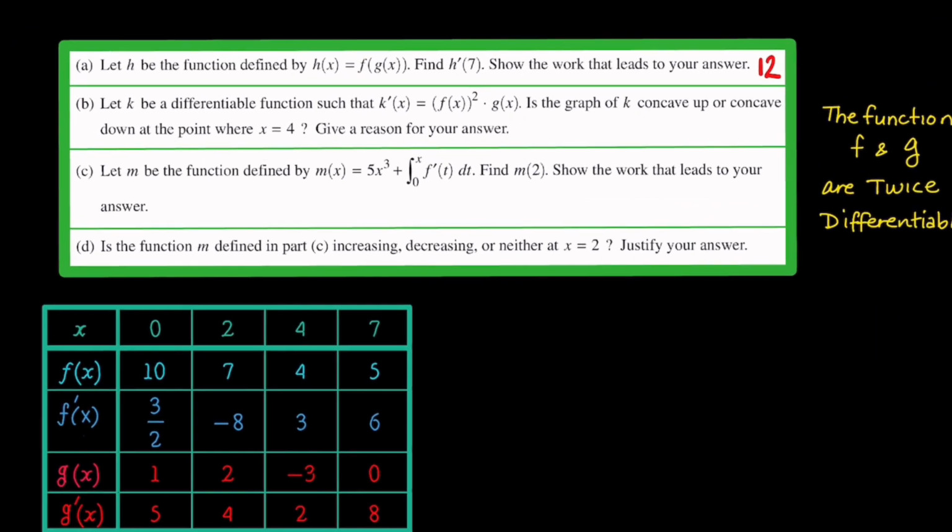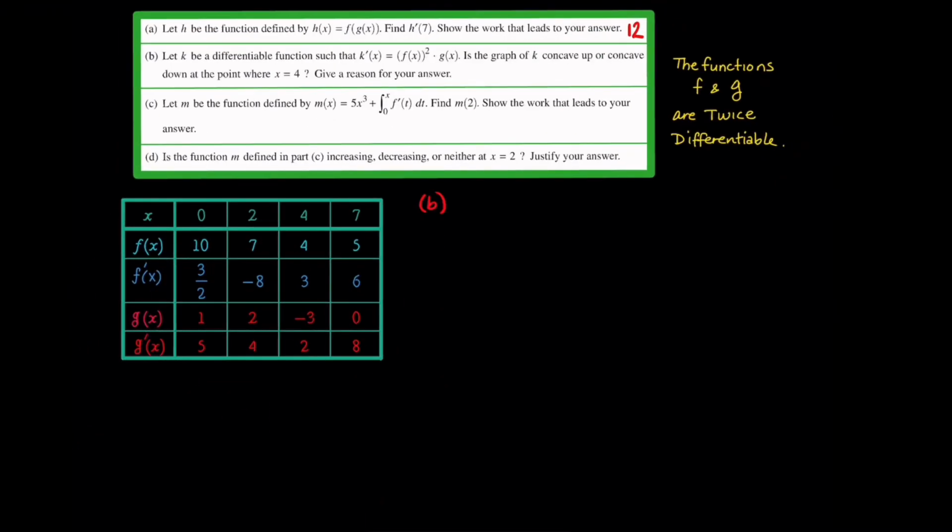Part B, let k be a differentiable function such that k prime of x is equal to f of x squared times g of x. Is the graph of k concave up or concave down at the point x equals 4? In order to find out the concavity of k, we will have to calculate the second derivative.